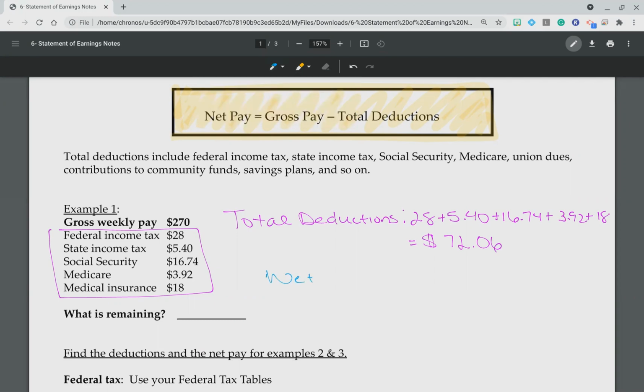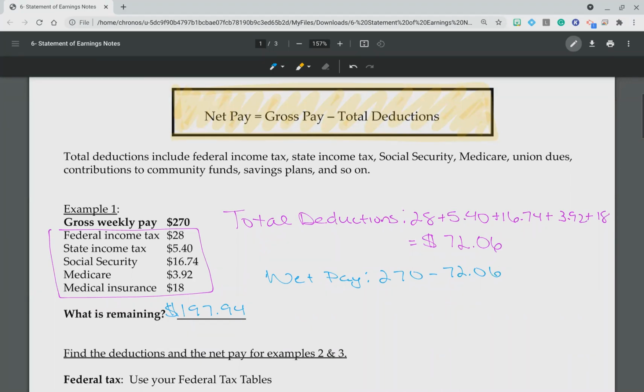So to find my net pay, I'm going to use the formula above. My gross pay, which is $270, and then subtracting my deductions, that's $72.06. So the amount that my paycheck is going to be is $197.94. Okay, so pretty straightforward. Take all the money that's being deducted and then subtract it from your gross pay. And then that's what's going to be on your paycheck.